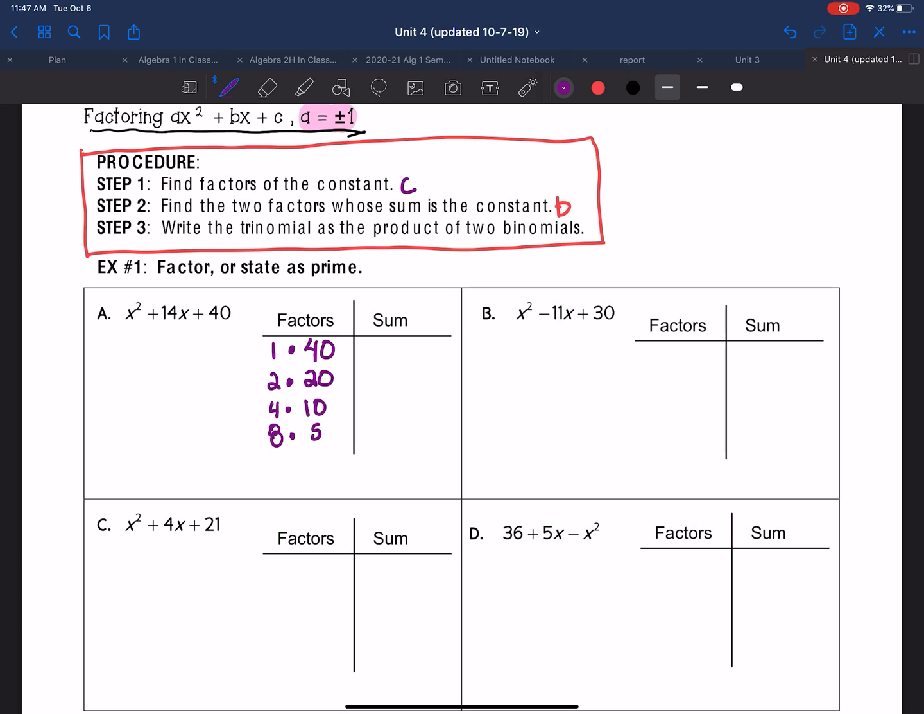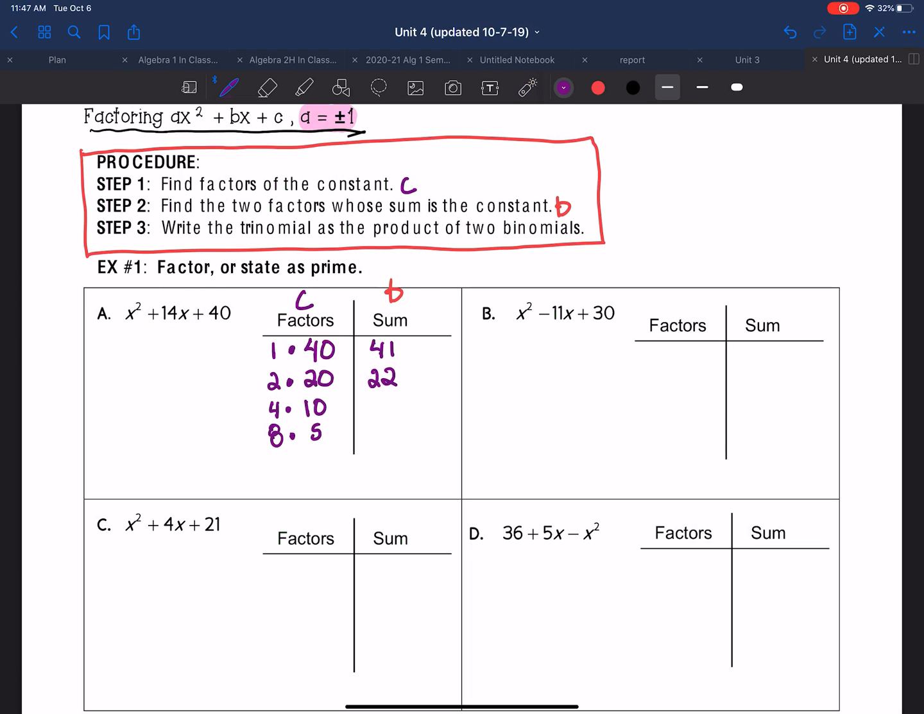Again, I'm looking for factors of 40 that are going to sum up to b. So I'm looking for factors of 40 that sum up to 14. What are some factors of c that sum to b? Let's take a look. If I add these numbers together, 40 plus 1 is going to give me 41. Obviously, 41 is not equal to 14, so that's not the correct one. 2 plus 20 is going to give me 22, so that is not the correct one because they do not add up to 14, or my b term.